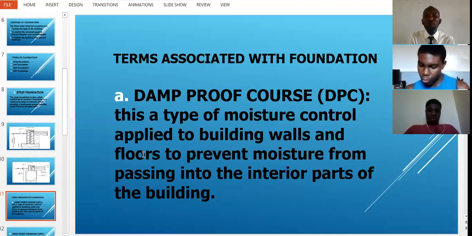This is a type of moisture control applied to building walls and floors to prevent moisture from passing into the interior part of the building. The full meaning of DPC is damp-proof course. Please take note of that. The full meaning of DPC is damp-proof course.